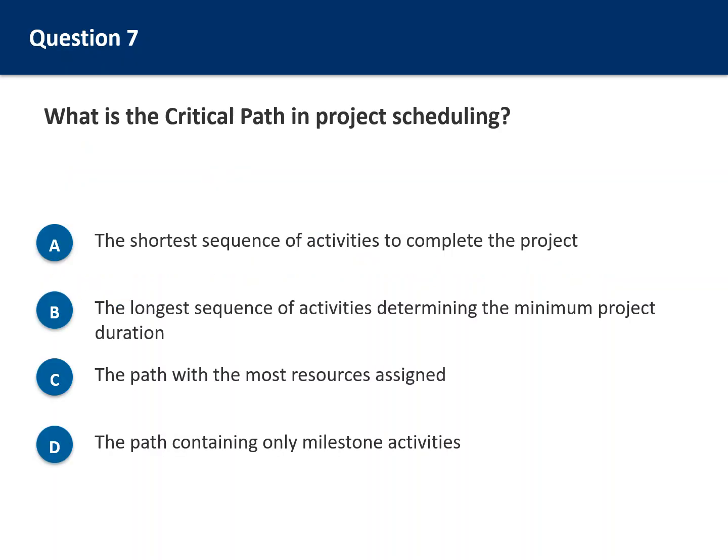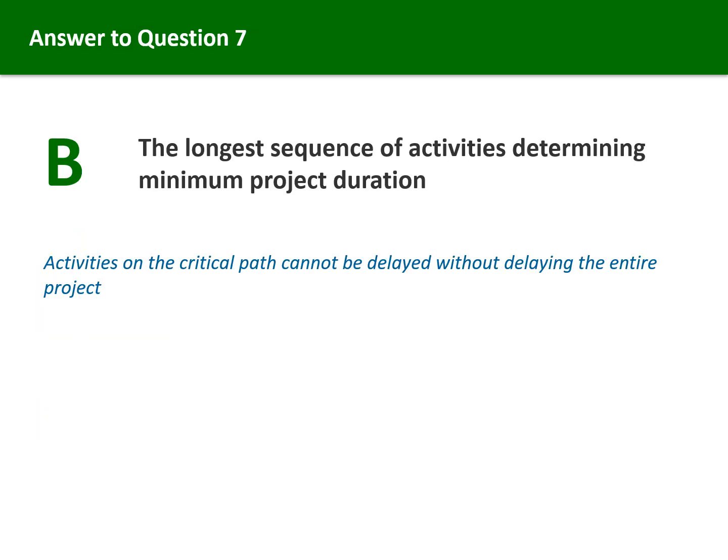Question 7. What is the critical path in project scheduling? Option A, the shortest sequence of activities to complete the project. Option B, the longest sequence of activities determining the minimum project duration. Option C, the path with the most resources assigned. Option D, the path containing only milestone activities. This is a fundamental scheduling concept. The correct answer is B.